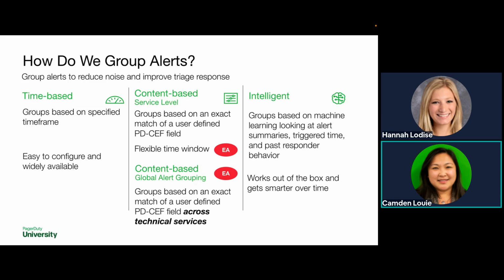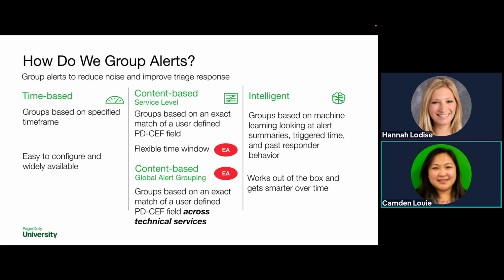Now, our last type of alert grouping that I am going to show you today is intelligent alert grouping. This is going to use our machine learning to group alerts based on alert summary and on time. It's trained by past responder behavior as well. So every action on a service, the way you respond to an incident, the way you group incidents, these are all going to train the underlying algorithm to guarantee that the grouping behavior really reflects your individual service. It's not just using some random set of data.